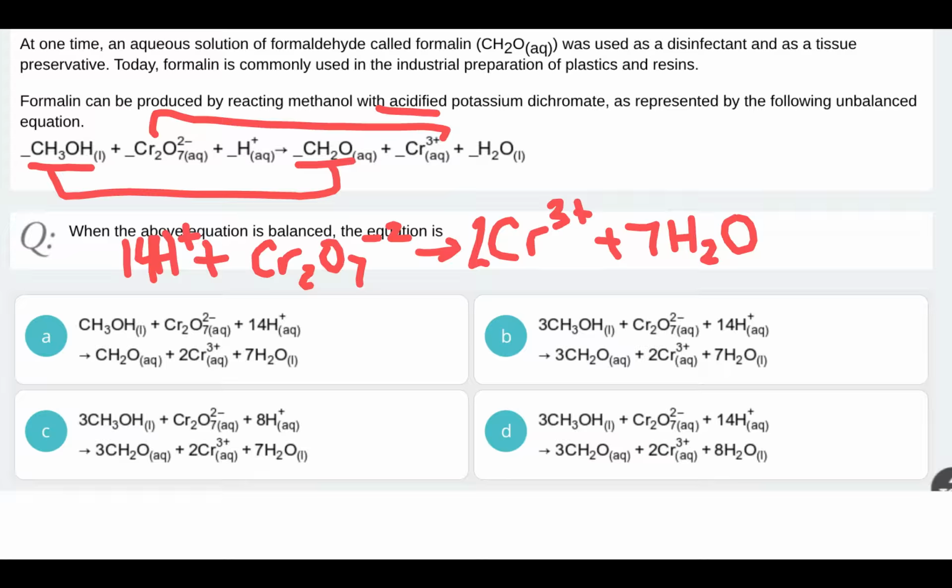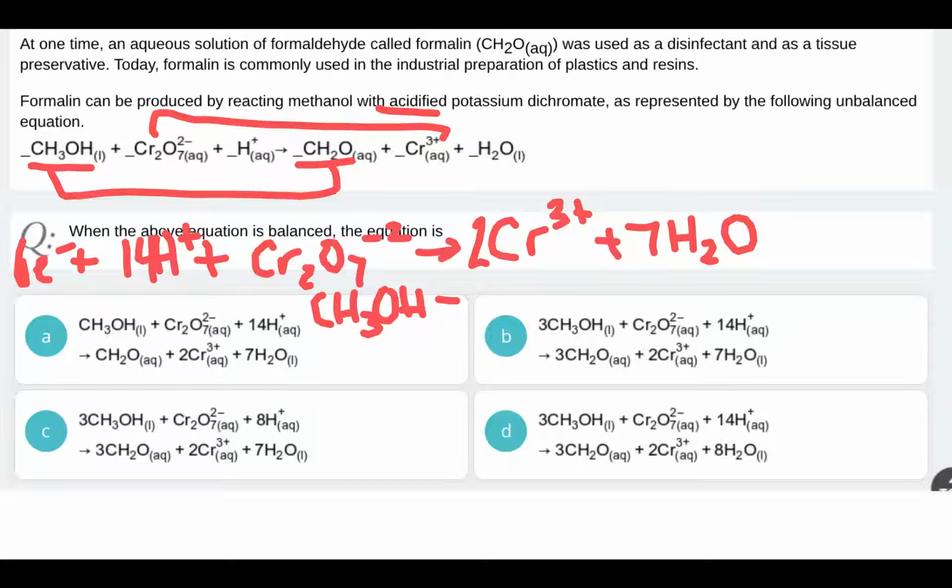And the last thing I need to do is balance my charges. On the left-hand side, I have a net charge of +12, and on the right-hand side, I have a net charge of +6. So I'm going to add 6 electrons to the reactant side so that both sides have a net charge of +6.